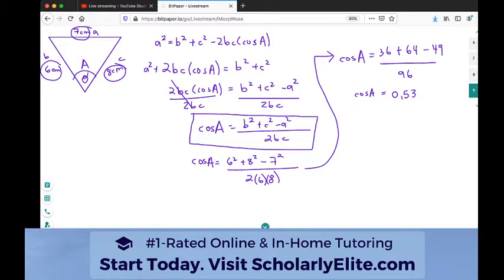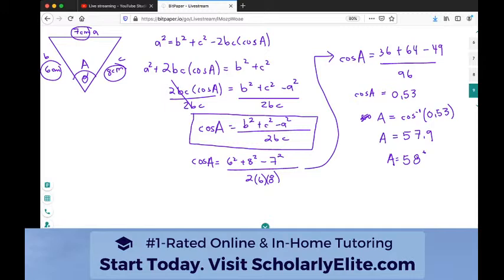And then to get the actual angle A, we need to do cos to the negative 1. So both sides are going to technically have that, but we're just going to have this as A equals cos to the negative 1 times 0.53. Great. So plug that into your calculator, cos to the negative 1 times the answer, and your answer for angle A should be 57.9, which we're going to round to 58. Yay!